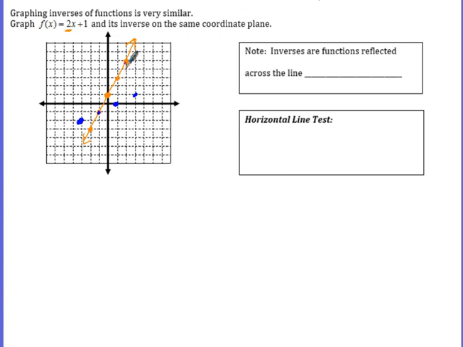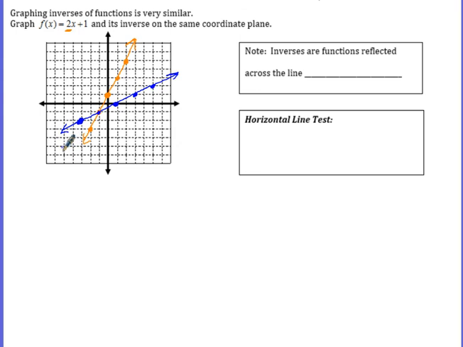And finally, just to keep us straight here, 2, 5 will be swapped for 5, 2. So the line that goes through the blue points is the inverse of the orange.